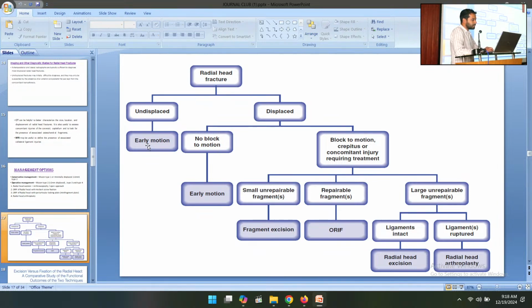Radial head fracture, if undisplaced, will go for early motion. If displaced with no block to motion, will do early motion, and if block to motion, crepitus or concomitant injury requiring treatment: if a small unrepairable fragment, excision will be done, and if repairable fragments, open reduction internal fixation, and if large unrepairable fragments with ligaments intact, will do radial head excision, and if ligament ruptured, will do radial head arthroplasty.